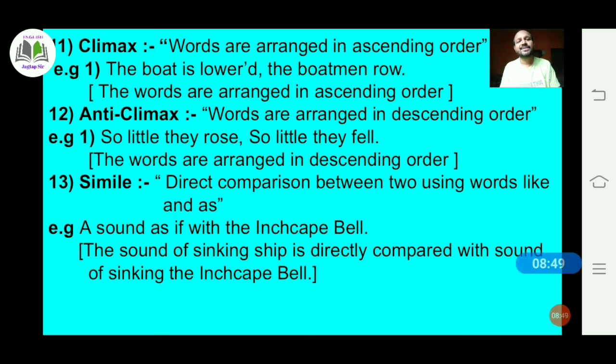So my dear students, in this way, in this video lecture, we learned the poetic devices from the poem The Inchcape Rock. Now your duty begins. You have to find some other examples related to all these figures of speech. I would like to give you homework on this topic. Please find other examples of poetic devices and present them on our WhatsApp group. Thank you.